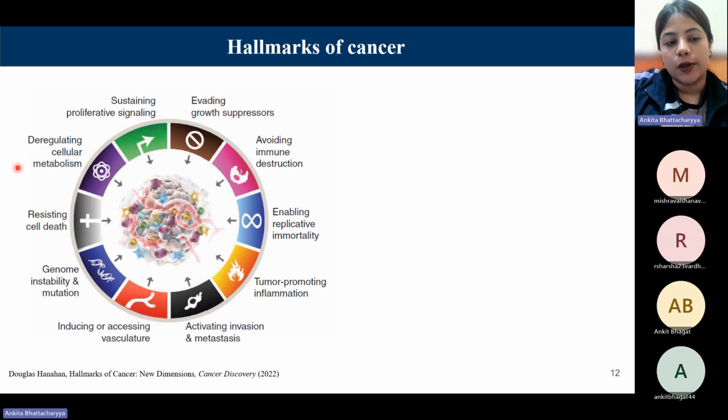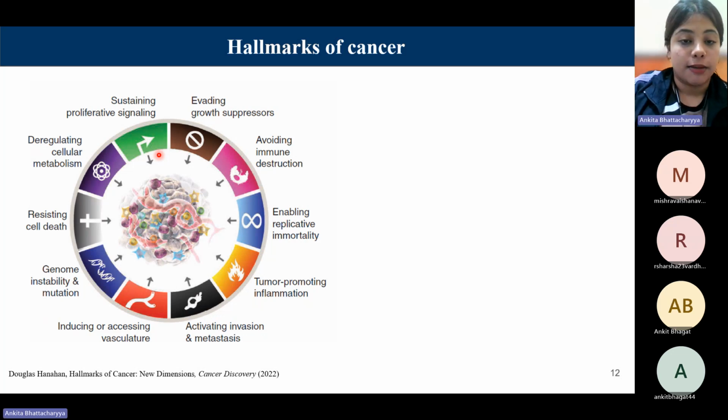Apart from that, deregulating cellular metabolism. Deregulating, as you can obviously understand, means disturbed regulation, or dysregulation, which is what happens within a cancer cell. So normal cell metabolism is completely lost. Cells start metabolizing nutrients very rapidly. Read up on the Warburg effect, W-A-R-B-U-R-G. It's relevant, interesting, and very crucial to your understanding of cancer biology. So I want you to read up on it. We'll discuss it in the next class.